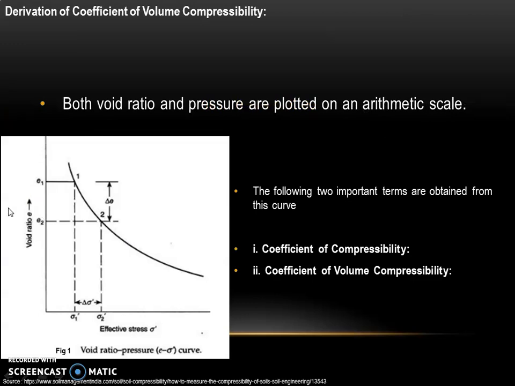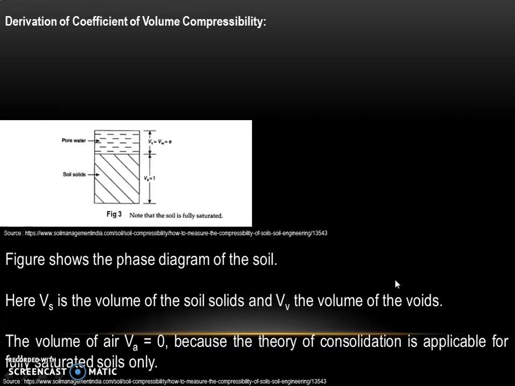Both void ratio and pressure are plotted here on arithmetic scale, and using this curve we will be obtaining the values of coefficient of compressibility and coefficient of volume compressibility. We will now derive the equation to find out coefficient of volume compressibility.